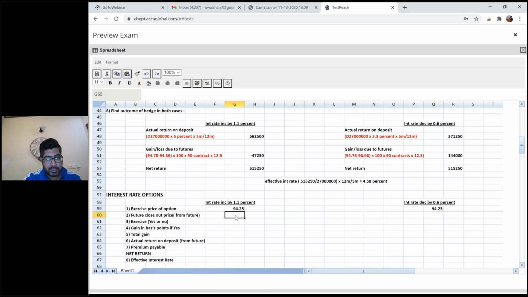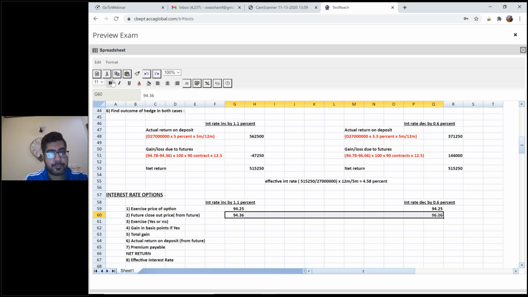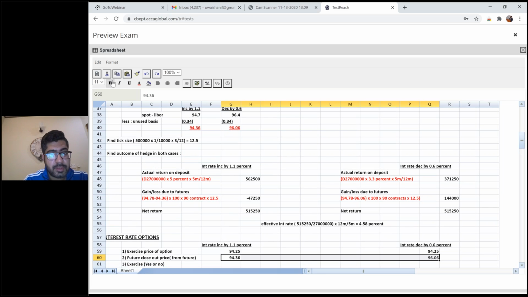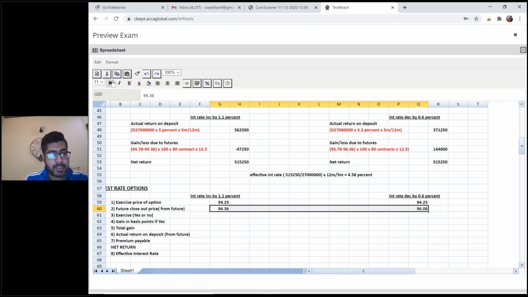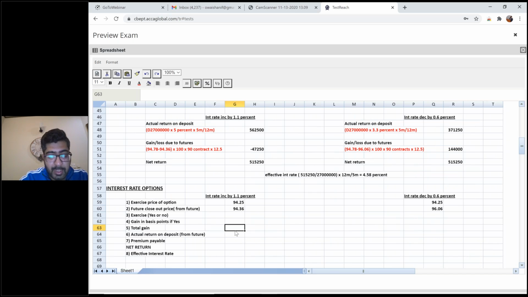Compare with future closeout price from futures. Remember, in case of increase, the future closeout price was 94.36. And here, 96.06. Do you remember future closeout price from futures? We just computed in step 4: 94.36 in increase and 96.06 in decrease. So you got exercise price of option 94.25. I'm using the first exercise price. Future closeout price from futures is 94.36, 96.06.